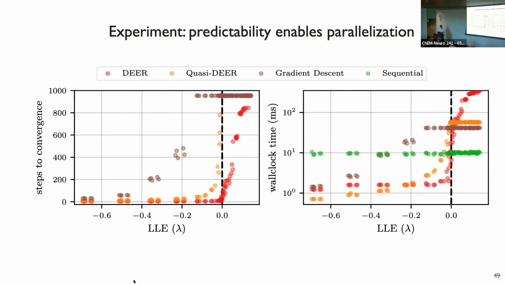And then on the right-hand side, I'm showing the wall clock time on a GPU. Sequential is green. It takes pretty much the same amount of time, whether the dynamics are predictable or unpredictable. But we're seeing that the transition, when it stops making sense to parallelize, is happening right at this boundary between predictability and unpredictability. So this is why the title of the second paper is Predictability Enables Parallelization.